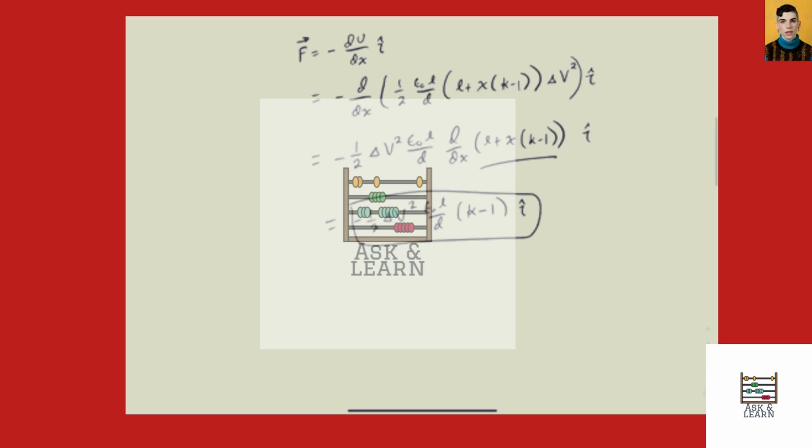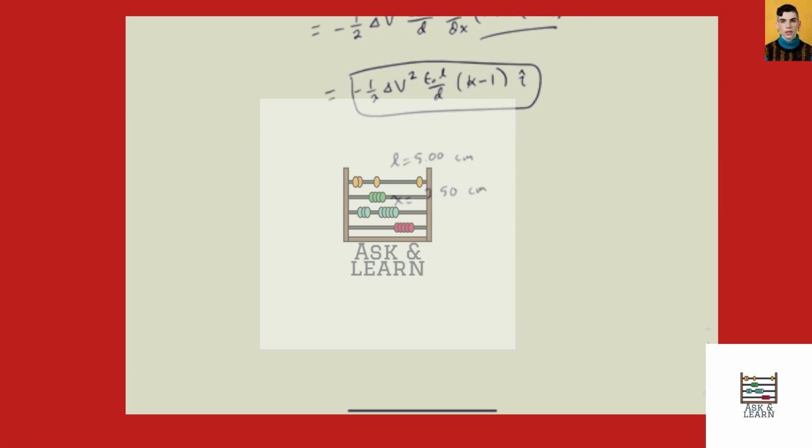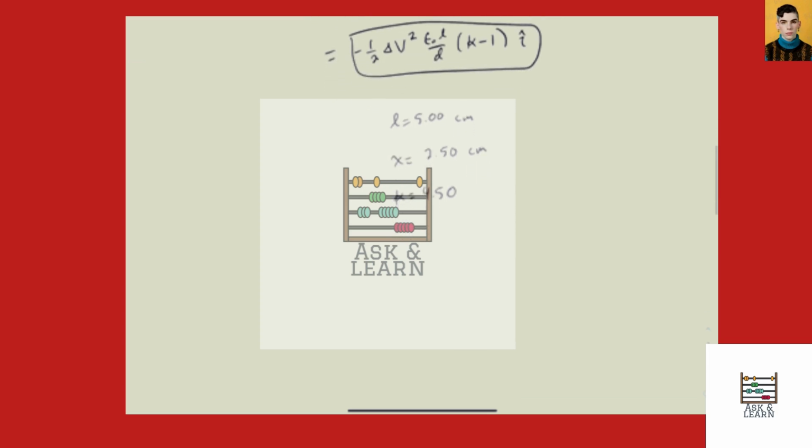This is our force. And now we're given L equals 5 centimeters, and X equals L over 2, so that's 2.5 centimeters. Kappa, the dielectric constant, is 4.5 for glass. And our potential is 2 times 10 cubed volts.